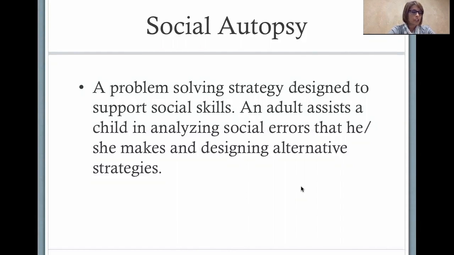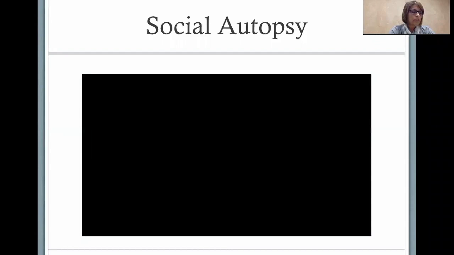The last instructional strategy that we will be discussing today is the social autopsy. It is defined as a problem-solving strategy designed to support social skills. An adult assists a child in analyzing social errors that he or she makes and designing alternative strategies. The following video clip is a demonstration of how to conduct a social autopsy.